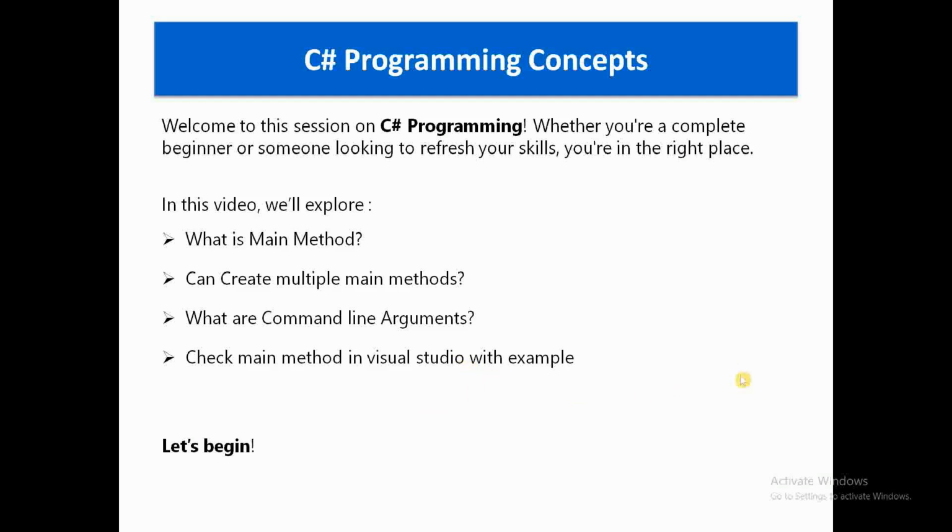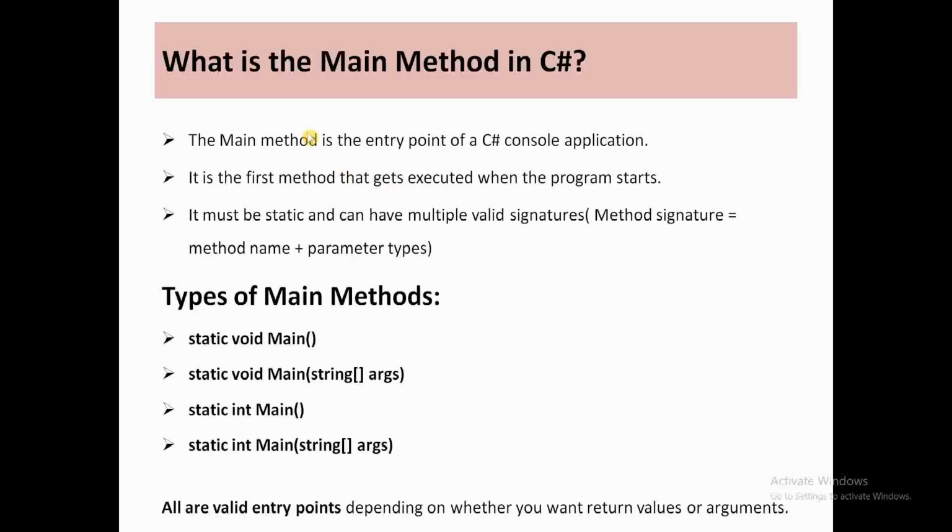So let's begin. Our first topic is the main method in C#. The main method is the main entry point of a C# console application. Without it, the program will not compile and will not run. It will throw an error without any main method. It is the first method that gets executed when the program starts. If we run our application, it is the first method which will start. It is like the base of a program.